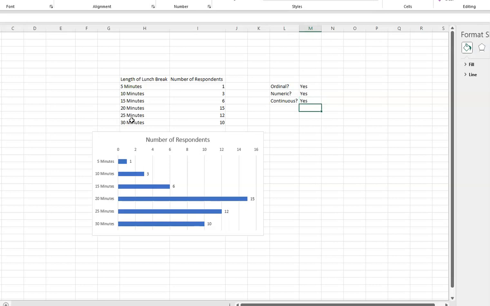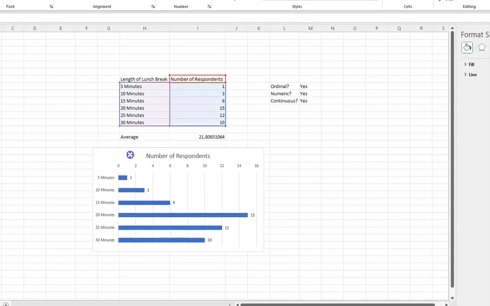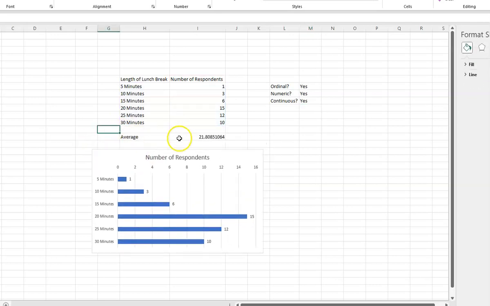When you have categories that are ordinal, numeric, and continuous, you can do math on those. You can do very convenient things with those numbers. For example, you can get a numeric average of this data. If you take 5 minutes times 1 plus 10 minutes times 3 down to 30 minutes times 10, and divide that by the total number of respondents, you can say mathematically and logically that the average lunch break for this sample is 21.8 minutes. So that's what ordinal, numeric, and continuous data looks like.